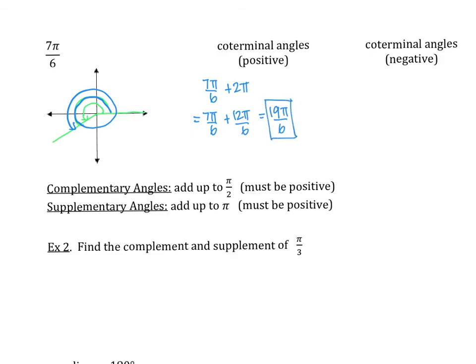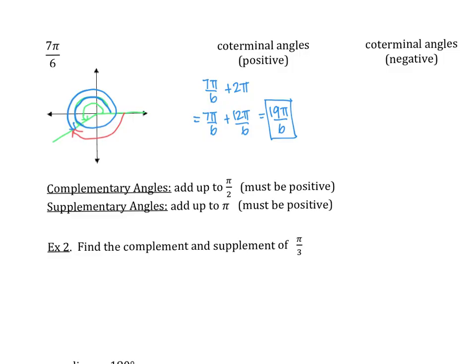Okay, say I wanted a negative one. I want to start here and I want to go backwards. I want to get a negative answer. Well, some people think in their head, well, that's 7 pi over 6, so if I meet it backwards, it must be 5 pi over 6 because it has to make 12 pi over 6. If you do it like that, you're welcome to do it.